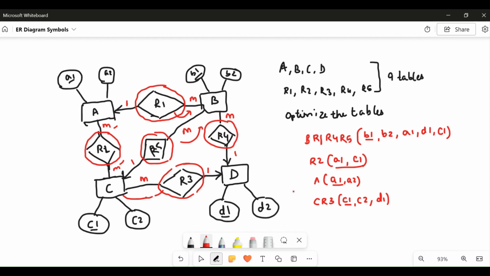And finally, what else is left? R1 is over, R4 is over, R5 is over, R2 is over, R3 is over, A is over, B is over, C is over, left over is D. Thus, I need only 5 tables. So this is how we can solve problems on ER diagrams, conversion into tables with optimum number of tables.